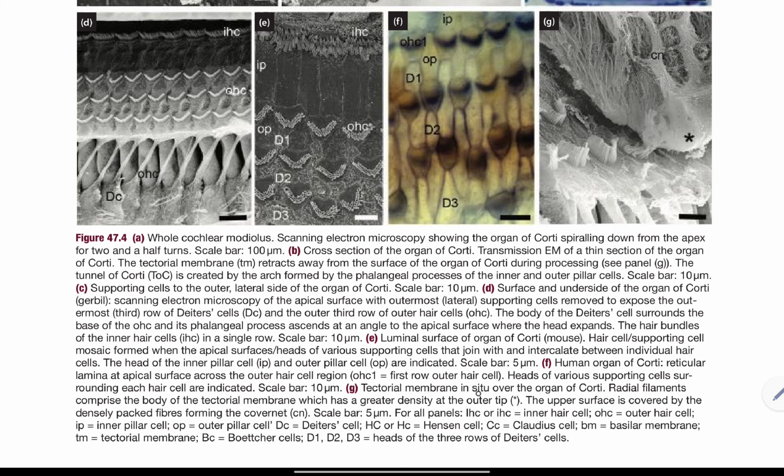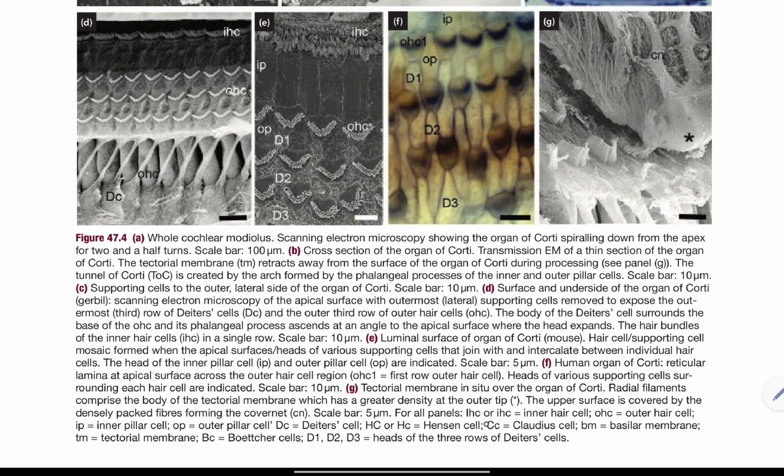G is the tectorial membrane in situ over the organ of Corti. Radial filaments comprise the body of the tectorial membrane, which has a greater density at the outer tip. The upper surface is covered by the densely packed fibers forming the convergent CN. Scale bar 5 μm.